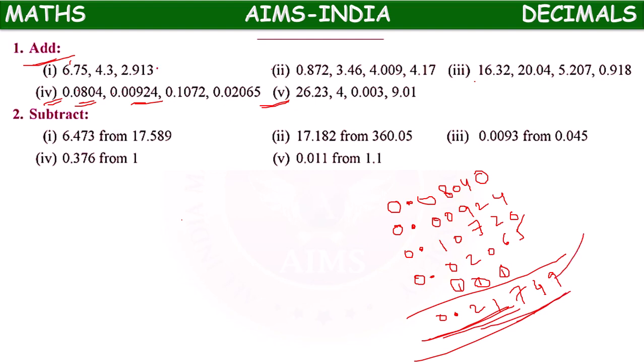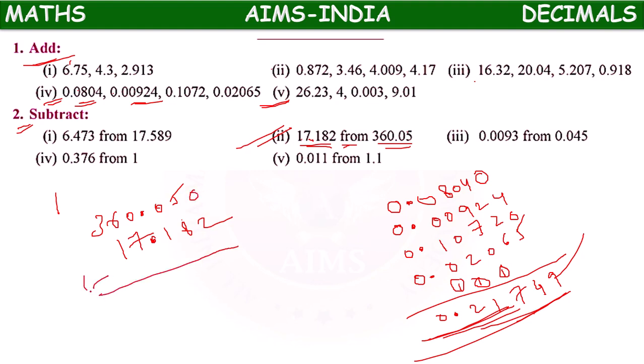Like that, you can find the answers of all these questions, children. Remaining questions, you have to do as homework. Okay, children. Next, subtract. Subtraction also, I will do one for you. 17.182 from 360.05. So first we have to write this 360.05. Before the decimal we have two places. 17.182, here 3 places are there. We can keep 1 zero here.